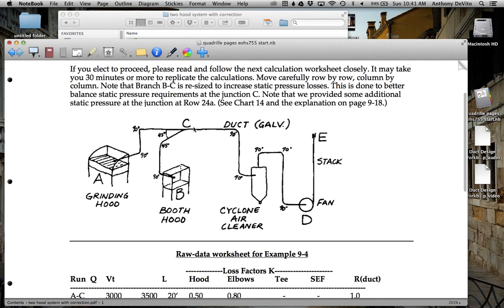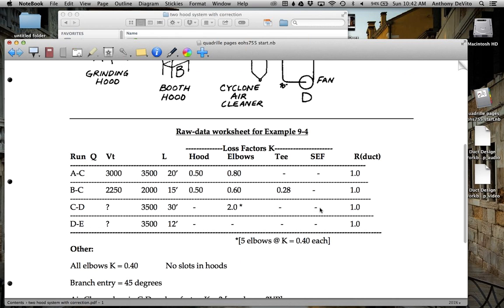And from that point on, we started again and we did a calculation from C to D, including the elbows, the lengths of the ductwork, the roughness of the ductwork, and whatever the air cleaner was contributing, either in static pressure from the manufacturer or the K value for it. And then finally, our last worksheet, we did from D to E to determine what the fan horsepower was going to have to be and what the fan total pressure was going to be.